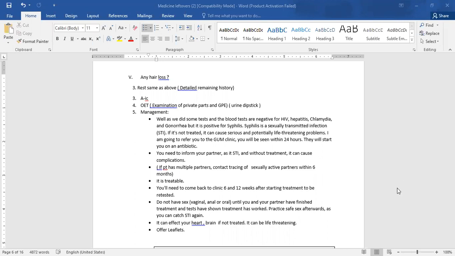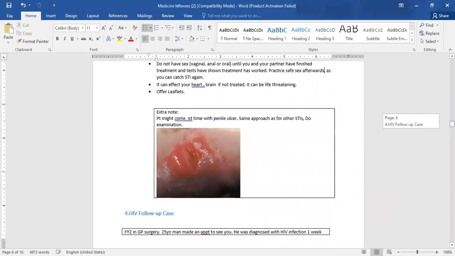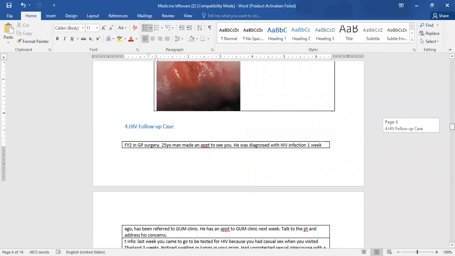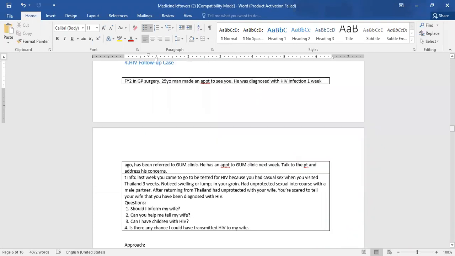Okay, Zainab and Dr. Nabil. So the next thing is, let's move forward. Okay, so this is how the syphilis lesion looks like. Okay, so the next is the HIV follow-up case. The same scenario. If anybody wants to practice, almost the same situation.